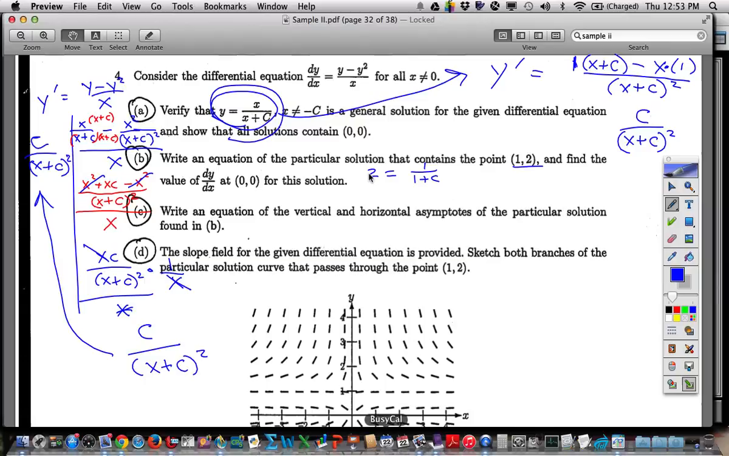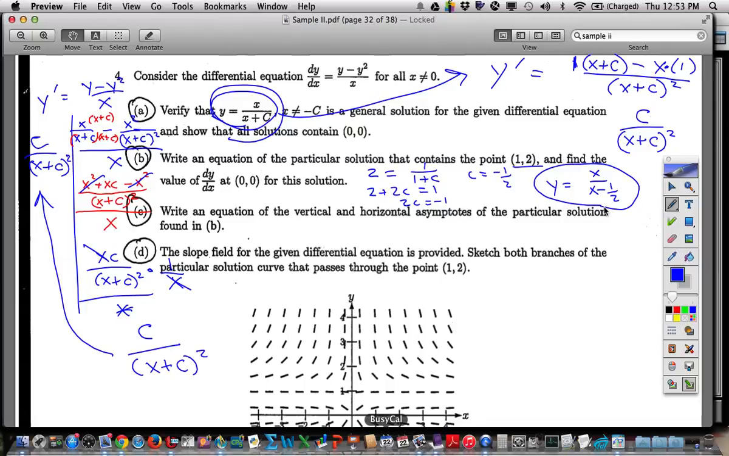So we multiply this over to this side. So we get 2 plus 2c equals 1. 2c equals negative 1. C equals negative 1/2. Is that right? So now my equation is y equals x over x minus a half. That's my particular solution. Right?